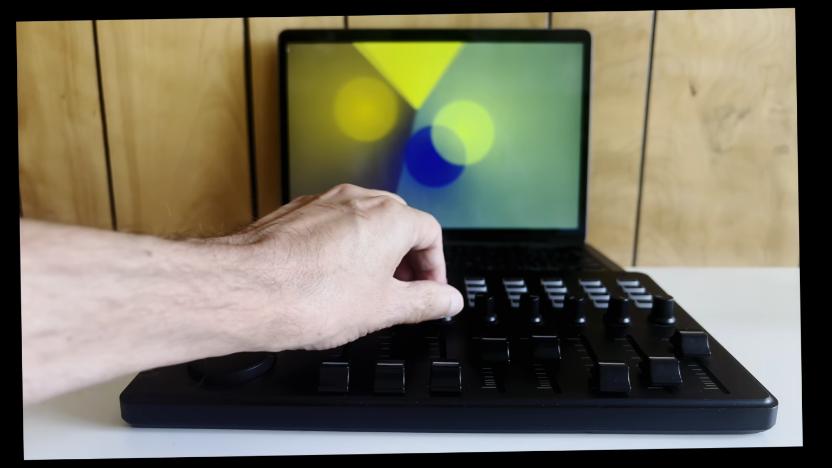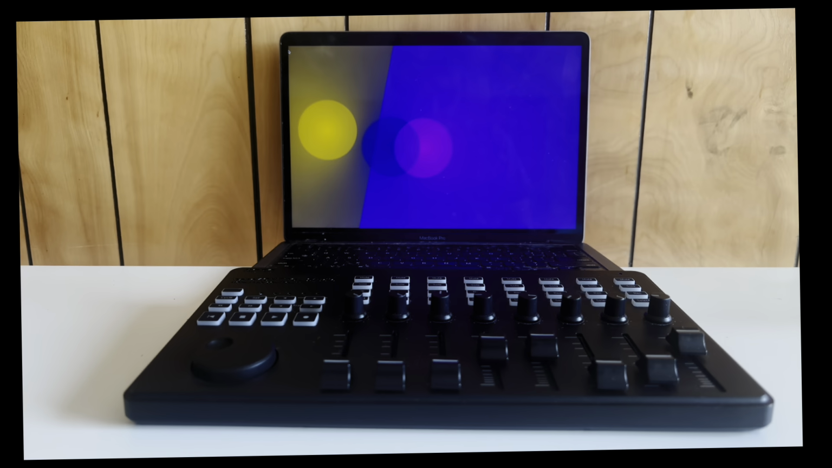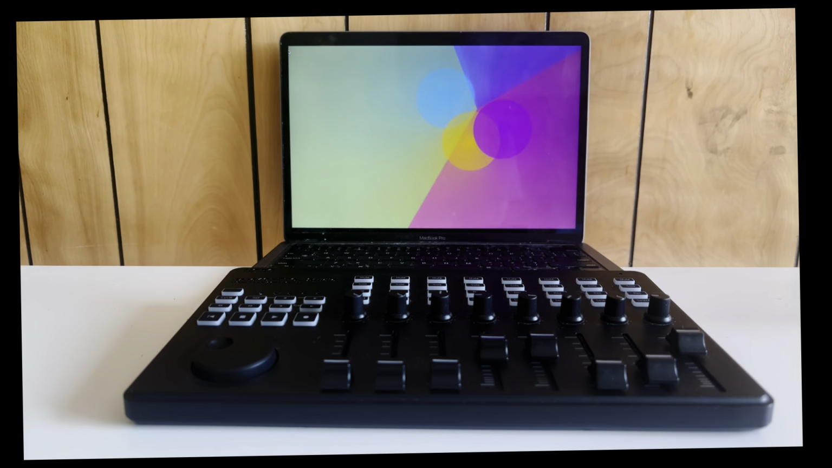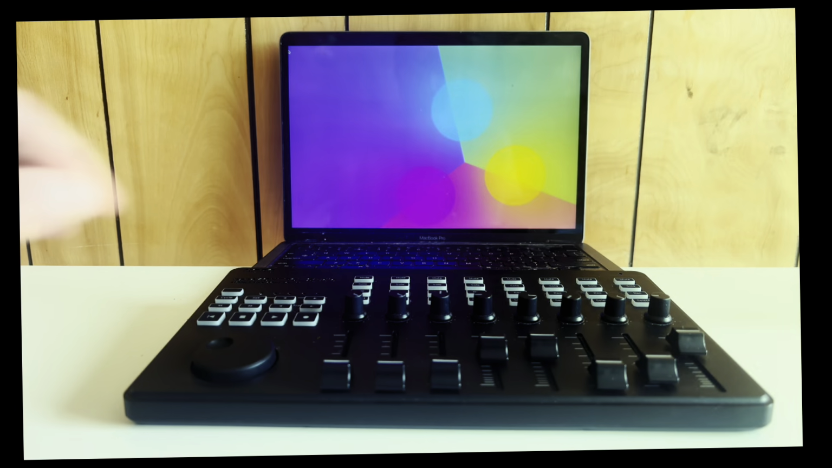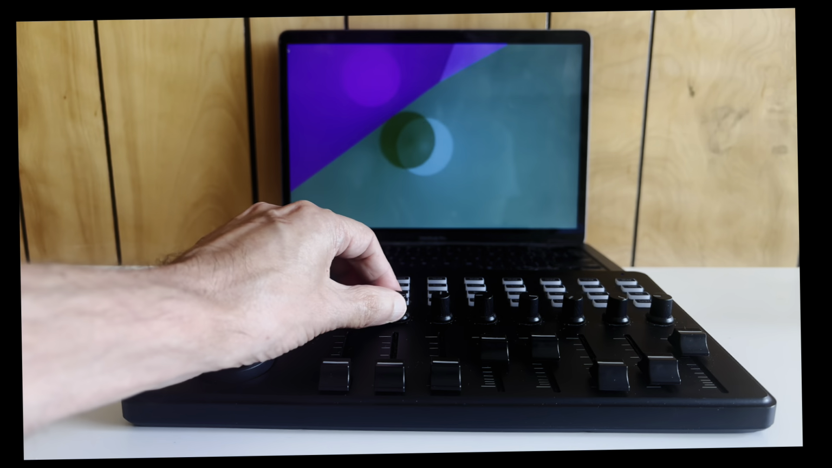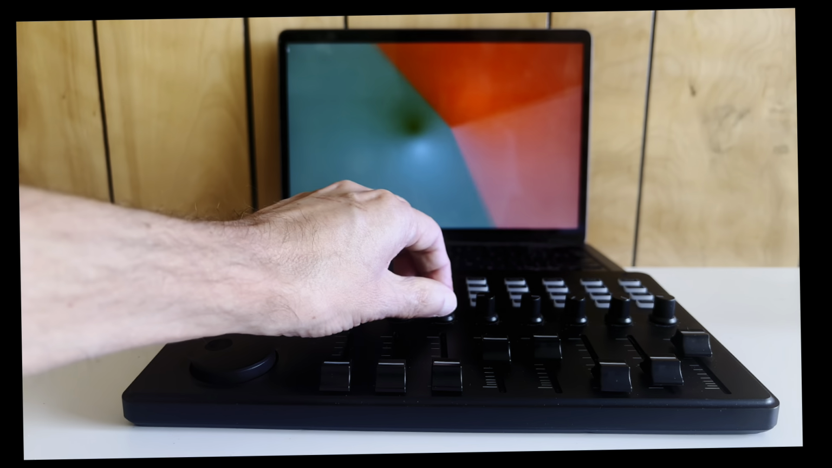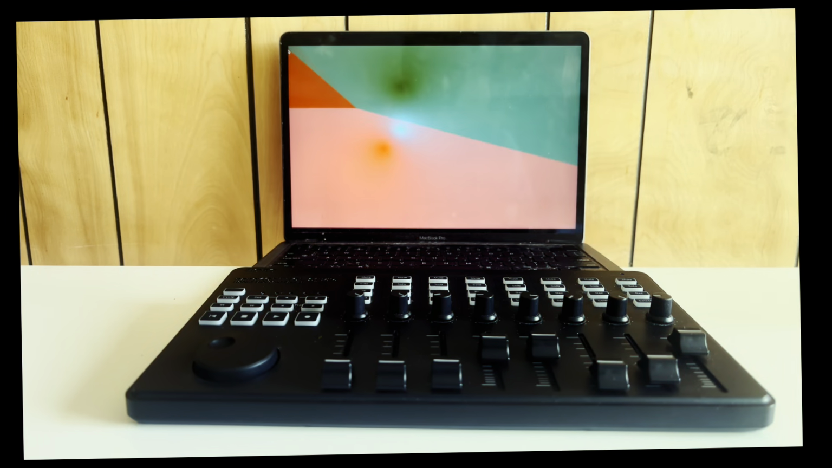I can also adjust their opacity. Interesting that when I adjust the opacity up to a point, sometimes we get this sort of strange artifact about the pixel in the center. I'm not sure if the camera's picking that up.